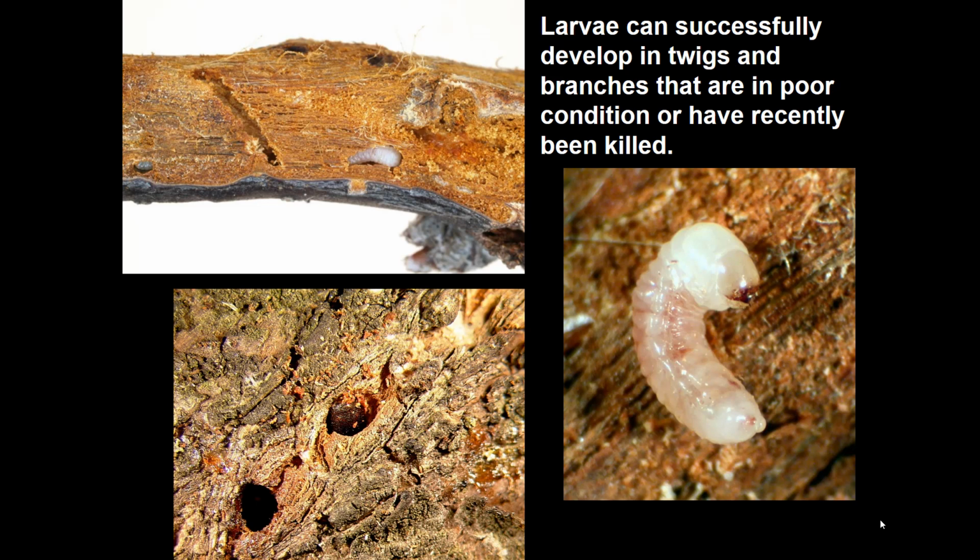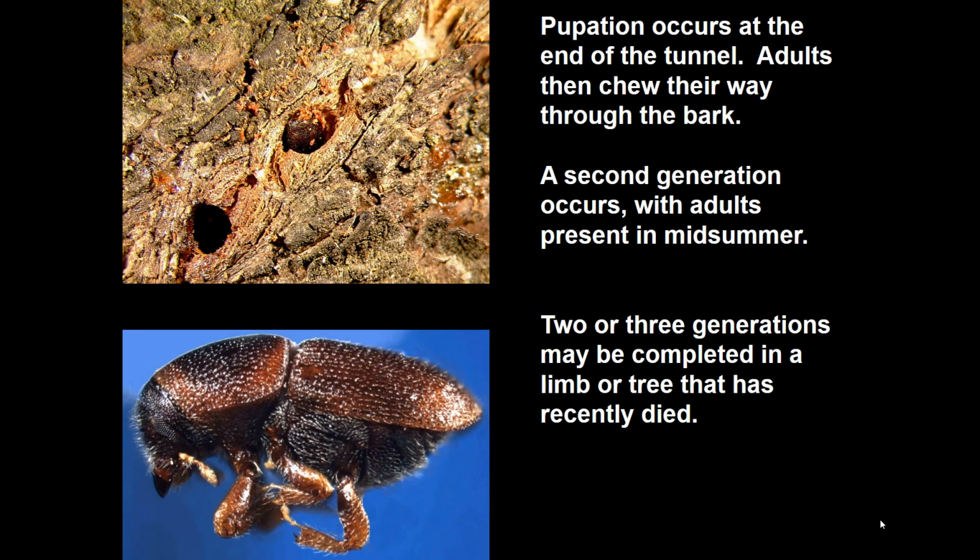This generally will happen on branches, twigs, or trunks of trees that are in poor condition. A good, healthy tree is usually able to successfully resist attacks. But as the trees get older and they have less ability to resist attacks, these kinds of insects may come in, maybe just on a limb, or maybe ultimately into the main trunk. So pupation occurs in the tunnel. The adults then chew their way out through the bark. After they have emerged from that pupal stage, there'll be 2 generations, maybe even 3 generations in some areas, particularly in warmer areas.